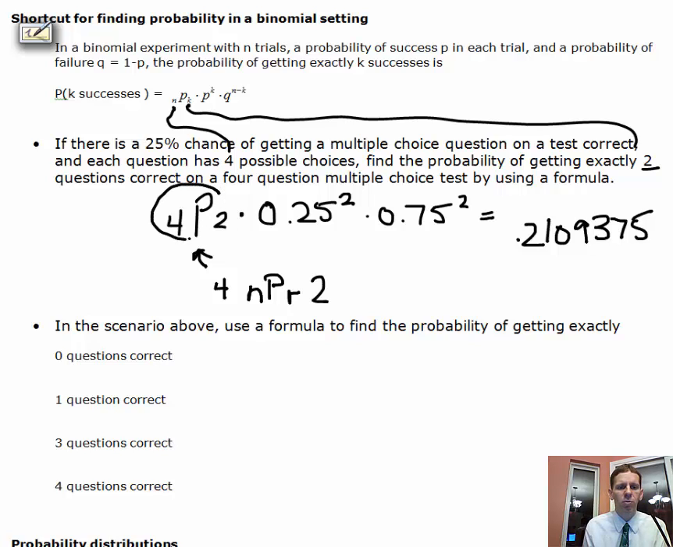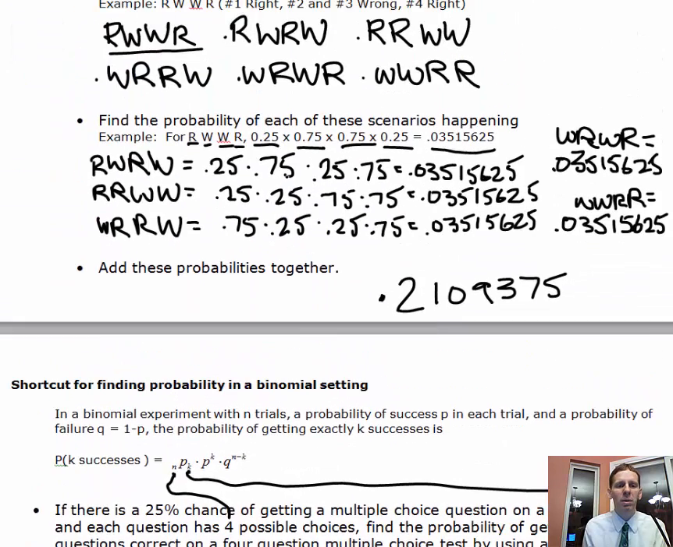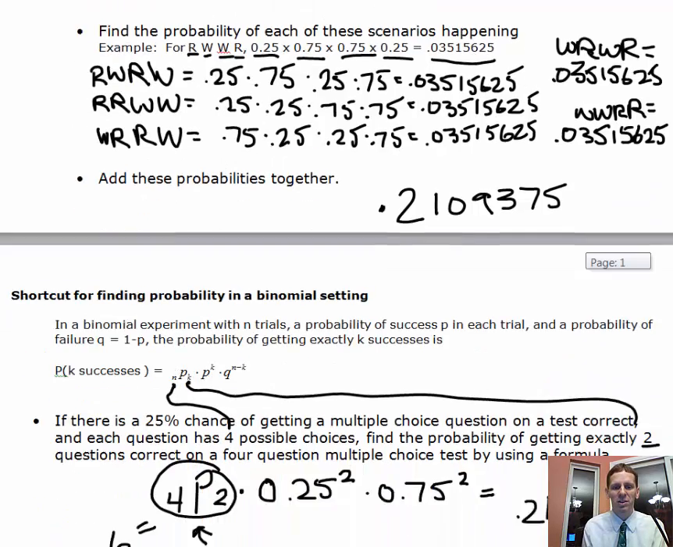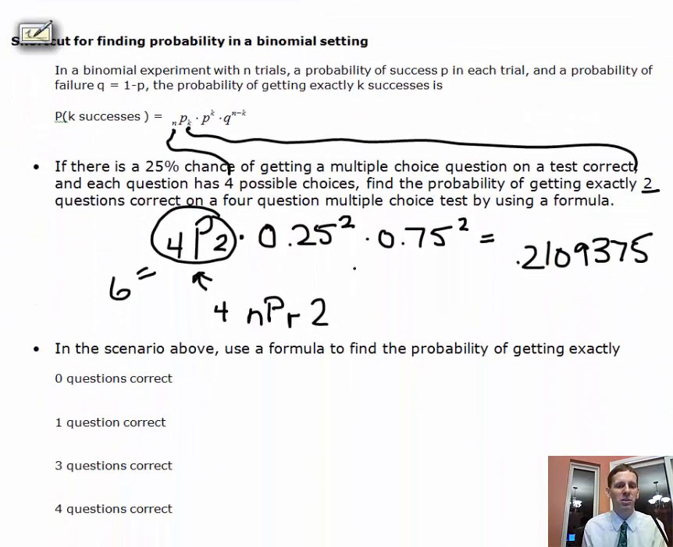What do the numbers in the formula represent? If you actually crunched out 4P2, this is equal to 6. This is the number of different ways of getting 2 problems right. 0.25 to the second power means we multiply 0.25 twice and 0.75 twice, which is what we actually did up here. In each of these problems we did 0.25 multiplied twice, 0.75 multiplied twice, and we did this 6 times altogether. So the numbers in the formula basically are a shortcut for what we did earlier.